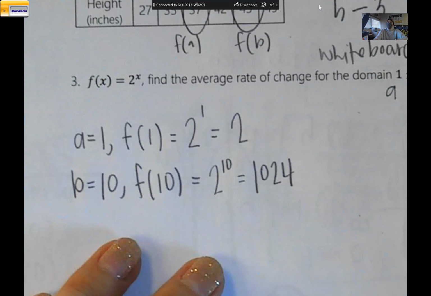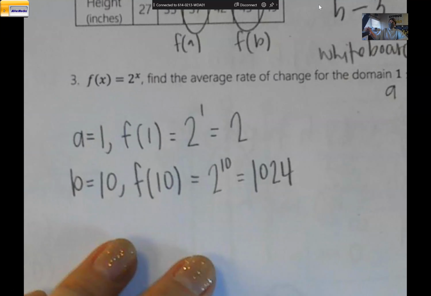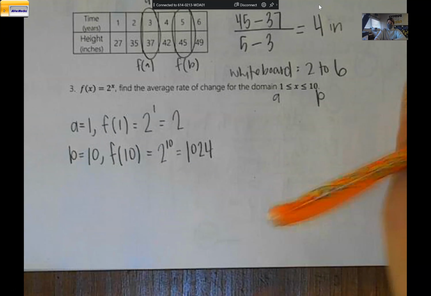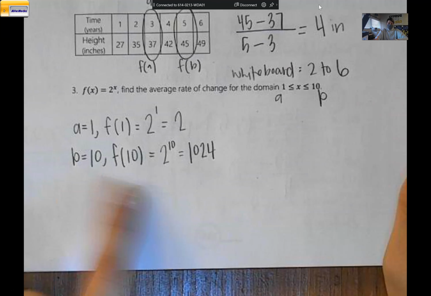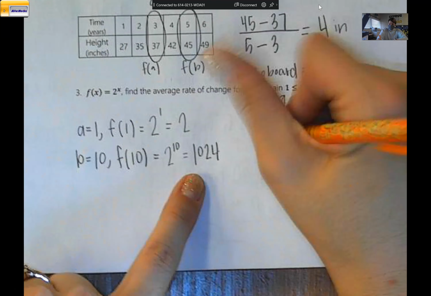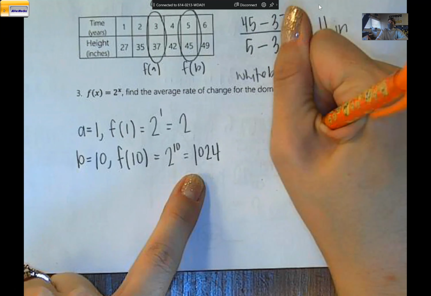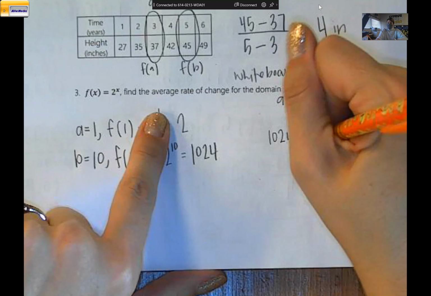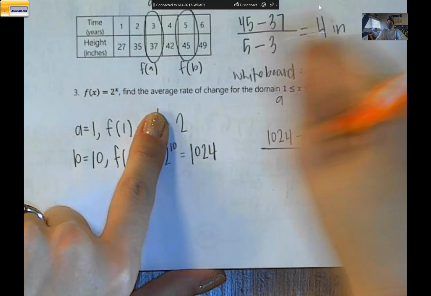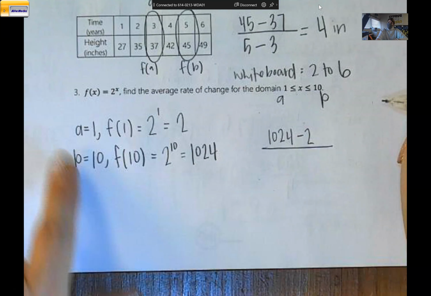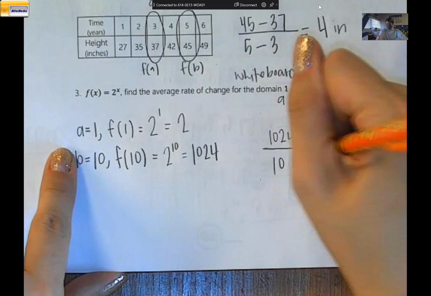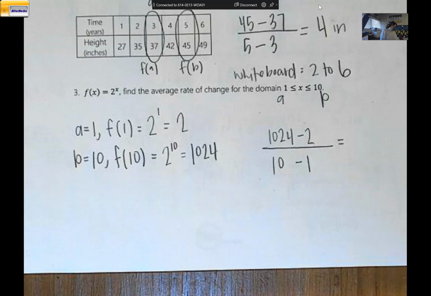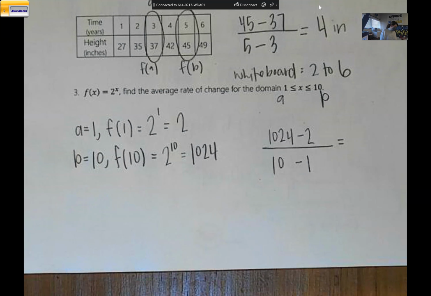1024. And now you guys have everything that you need for the fraction. So f of b is 1024. Subtract f of a, 2, over b, yep. Does it turn out to be a nice number or a horrible number? Ugh.